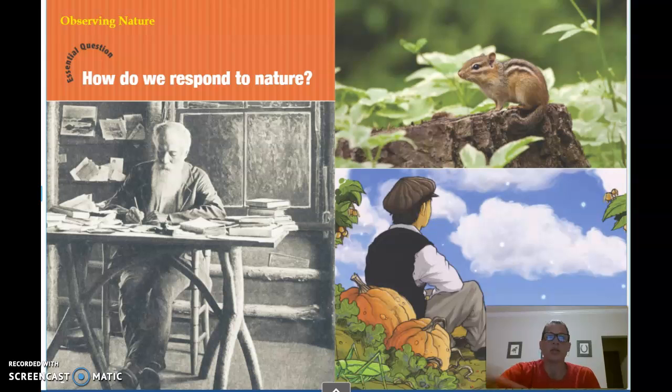So our essential question, as you can see at the top, is how do we respond to nature? So respond is like to react. How does it make us feel when we see things in nature or experience nature? And nature can be anything outside. It can be the weather, it can be the plants, it can be the animals, storms, anything is nature.